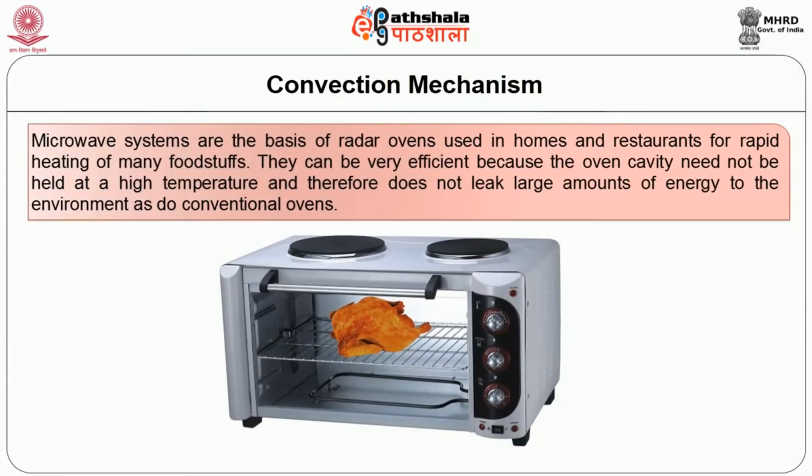Microwave systems are the basis of microwave ovens used in homes and restaurants for rapid heating of many foodstuffs. They can be very efficient because the oven cavity need not be held at a very high temperature and therefore does not leak large amounts of energy to the environment as do conventional ovens. A very significant problem with microwave baking is that it does not contribute much to crust coloration and crust dehydration.